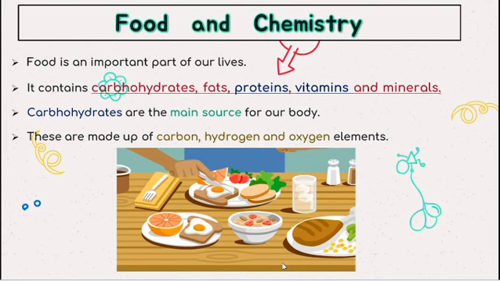So we all know what food is and how chemistry is involved in that food. Food is very important for our lives. It contains some chemical compounds, like carbohydrates, fats, proteins, vitamins and minerals. Let us take the first, carbohydrates. Carbohydrate is the main energy source of our body. Carbohydrates are made up of carbon, oxygen and hydrogen elements. These elements give energy to our body, in starch form and in sugar form.